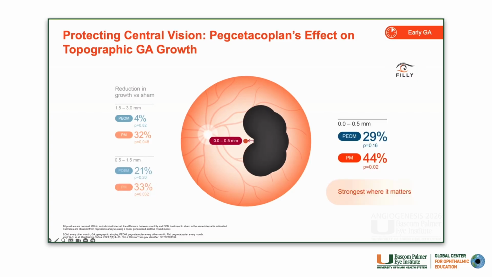When we get right up to within 0.5 millimeters of the fovea, pegcetacoplan's effect is strongest where it matters most, with monthly dosing notably slowing inward growth to the fovea by 44%. Far more than the overall average.